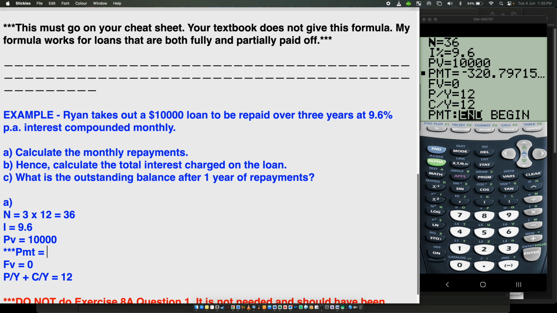That means for him to be able to do that, it's going to cost $320.80 to 2 decimal points. So monthly repayments of $320.80.